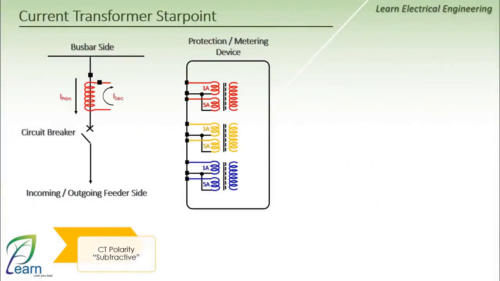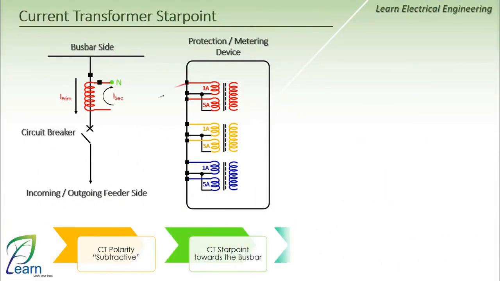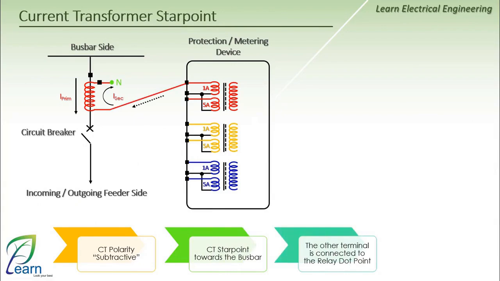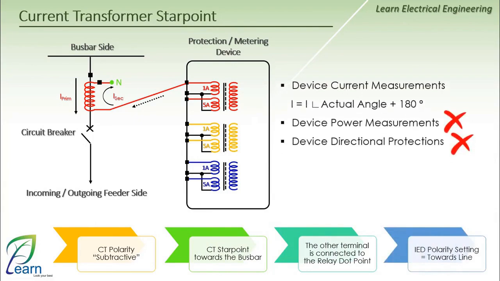All right, let's see together. If the CT star point is in the direction of the protected object and the other terminal of the CT is connected to the relay CT input dot point, and we set the CT polarity inside the relay towards line, in this case, the relay will read the current with its angle plus 180 degrees because it sees the current coming out from the dot point of the relay. Therefore, the power reading will be incorrect and the direction protection will operate incorrectly.